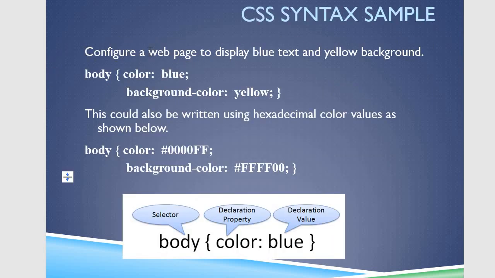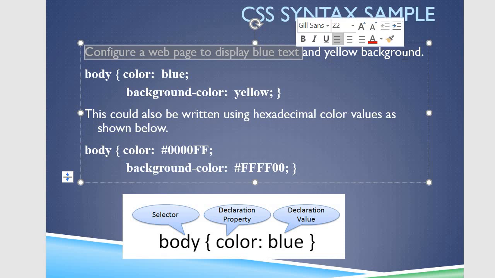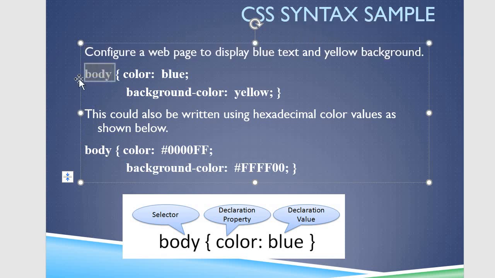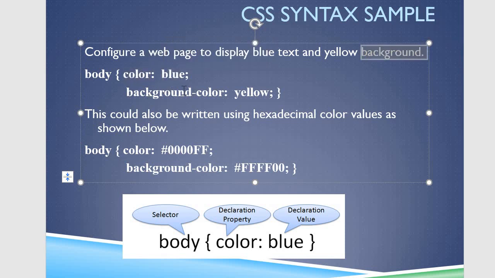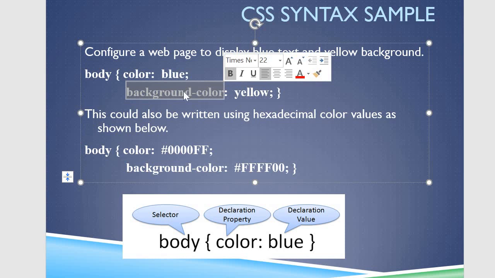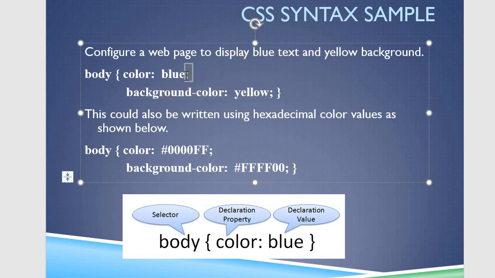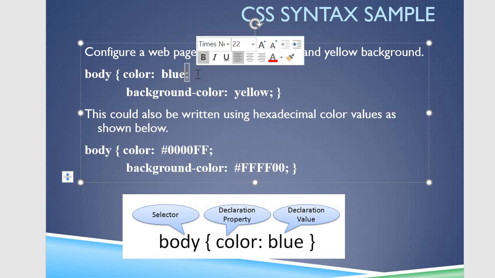See here, this configures the web page to display blue text and yellow background. The selector is body, which means the page of the web. The text color is blue and the background color is yellow. These two properties are separated with a semicolon. Declaration property and declaration value are separated with a colon, and declarations are separated with a semicolon.